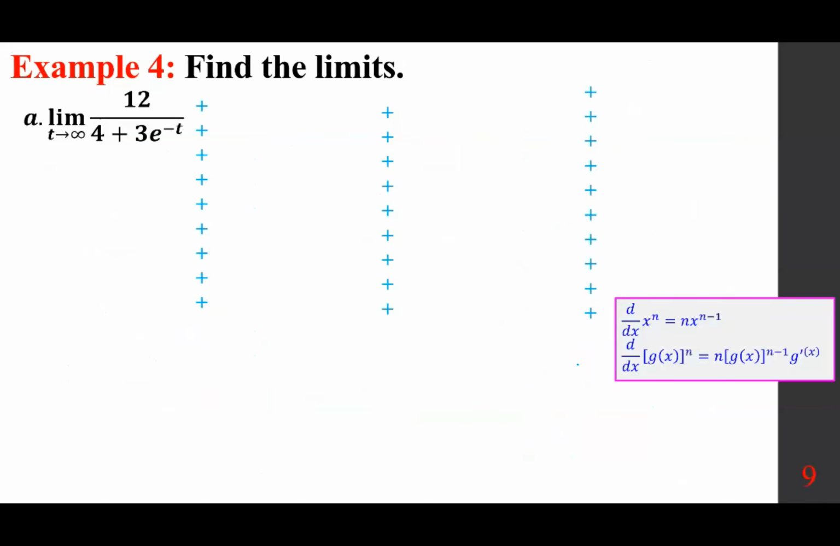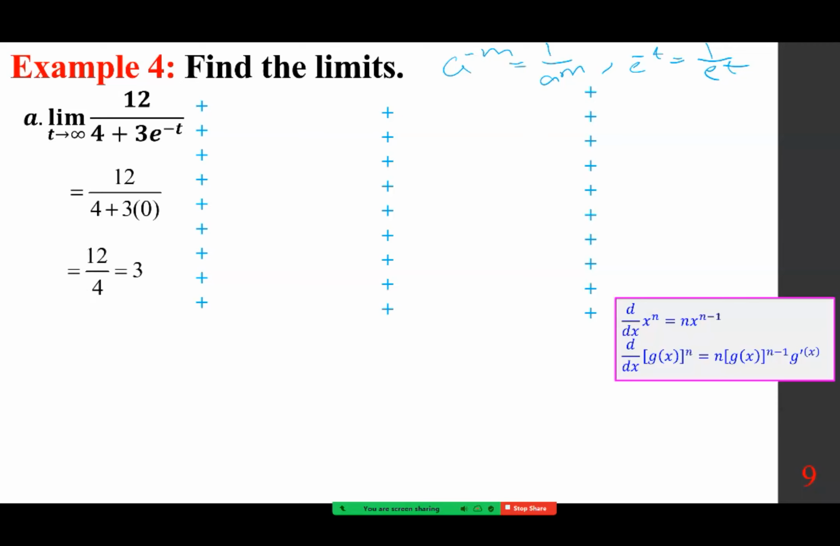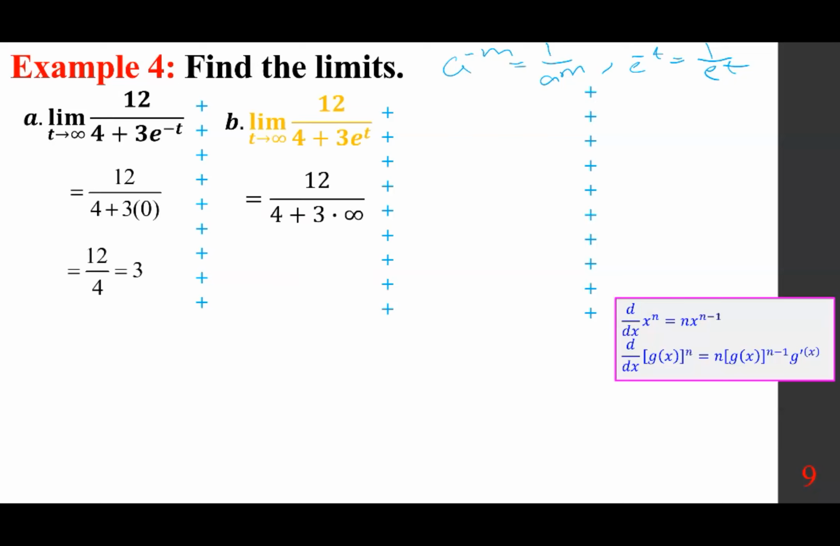We plug in, and e to the power of minus infinity is 0 because a to the power minus m is 1 over a to the m. And so e to the power minus t is 1 over e to the power of t. So that makes it 0. 12 divided by 4 is 3. Over here, e to the power of infinity makes it infinity. So you have a number, 12, divided by infinity, which ends up being 0.